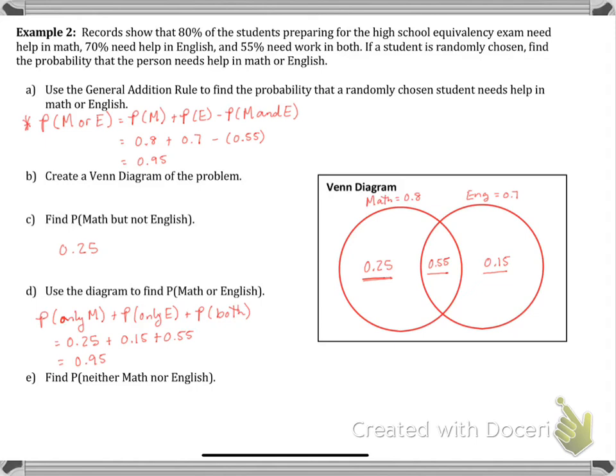Now it asks, what's the probability that a student doesn't need help in either subject? Well, these circles encompass everyone who needs help. And if they total 0.95, and we know that probabilities can only add up to 1, if we take 1 minus the 0.95, we will get the probability that a student doesn't need help in either subject. And in our diagram, we usually write that over in a corner. You'll know if you have your diagram correct if these four numbers add up to 1.